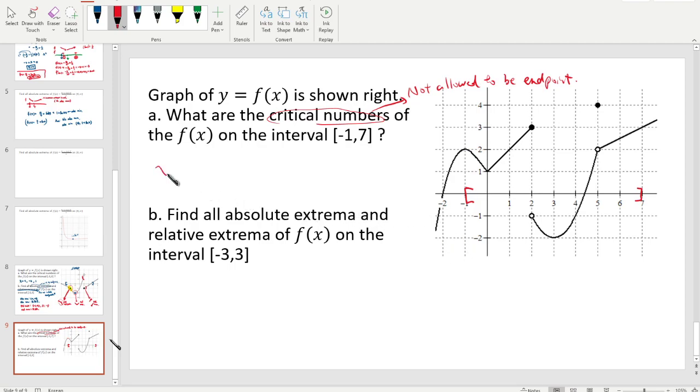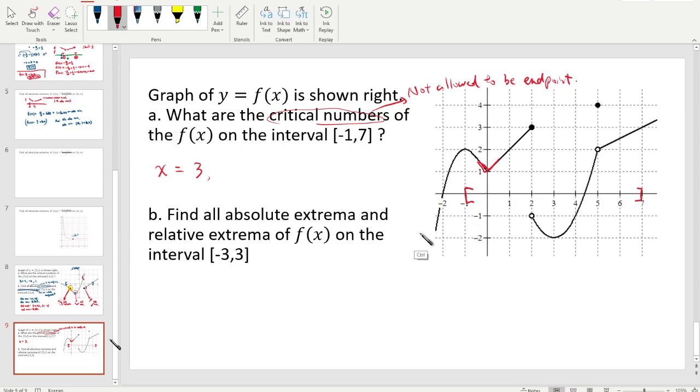So the first critical number I see is right here. That has a horizontal tangent line, right? So x equals 3 should have f prime equal to 0. Critical numbers are where f prime is 0 or f prime does not exist, where the graph is not differentiable. Okay, I see this angle. It's angled here, so what is this x value? Don't be fooled by this 1. The x value is 0. So 0 would be a critical number.